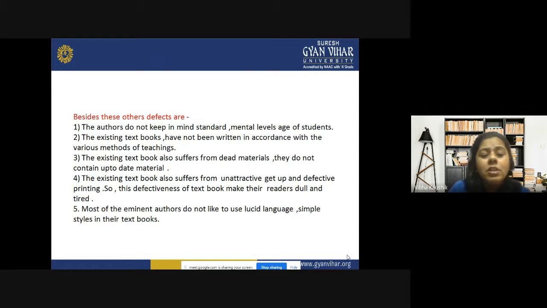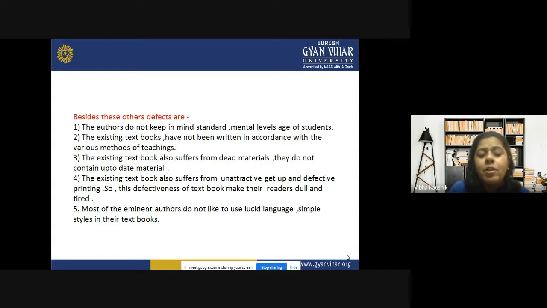We are not updating the books as per the researches, results and conclusions made by different researchers. The existing textbooks also suffer from unattractive get-up and defective printing. With an unattractive get-up, students will not be attracted to learn from those books. They are not interested to read them. Defective printing strains the learners while reading a particular concept or line, and sometimes there are errors. That is the defect in the textbook. This defectiveness makes their readers dull and tired.